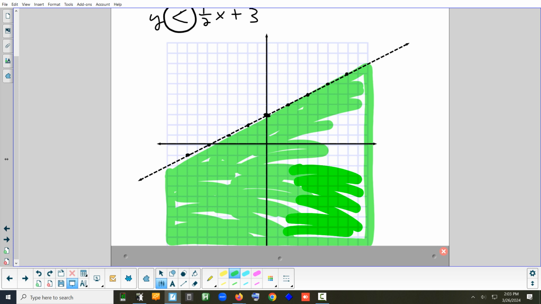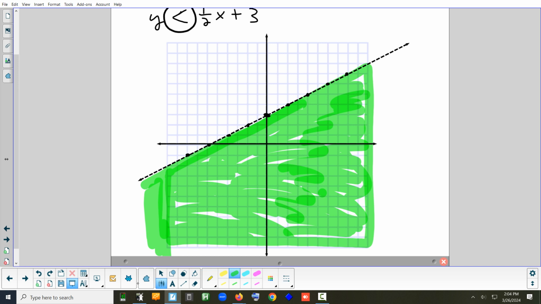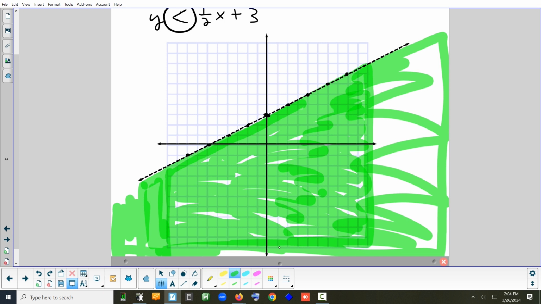Wait, so how do I know which section to shade? If it's a less than, you always shade below. Oh, okay. Look back at the table. And yeah, it goes on forever. Even if it's a less than or equal to? Yeah, it just keeps going down. Like it doesn't actually stop right there? It keeps going this way, down over here, and down this way, and it's everything under there. Everything underneath.